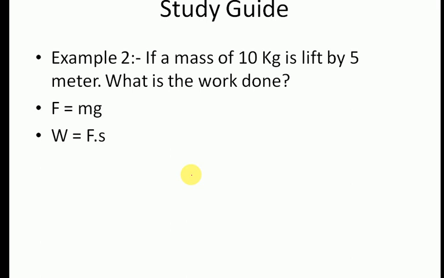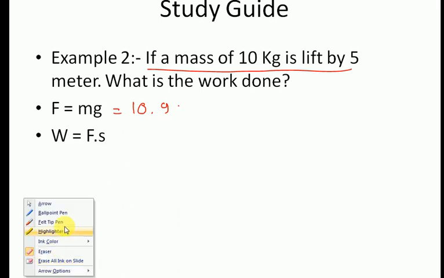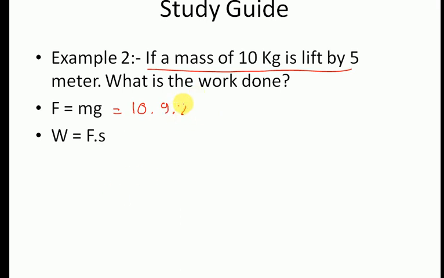Next, if a mass of 10 kg is lifted by 5 meter, what is the work done? If the mass is 10 kg, what is the force? Force is mg. Force equals mass into g, so mass equals 10 kg and g is 9.8. If I multiply this, it will be 98, so 98 Newton.